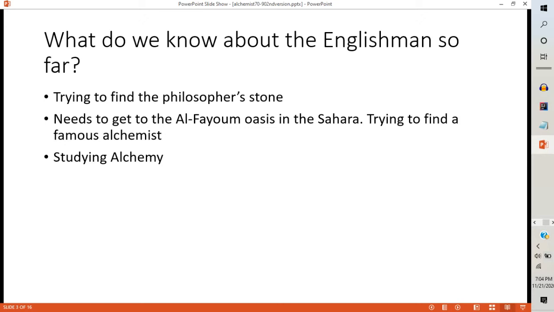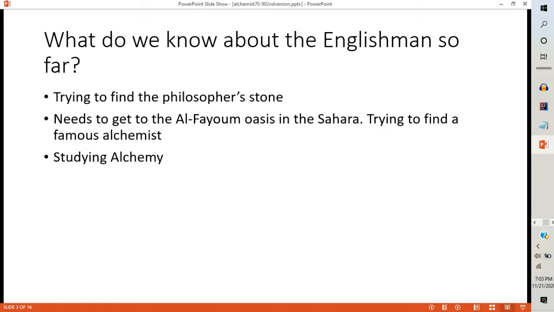I skipped a slide here. What do we know about the Englishman? Well, based on what we know, these first couple pages and then like 68 through 70, he's trying to find the Philosopher's Stone. He is trying to find the Philosopher's Stone by finding this famous alchemist who is allegedly at the Al Fayoum Oasis in the Sahara. The Englishman himself seems like he's very well read. He studied other subjects before, but now he's studying alchemy.